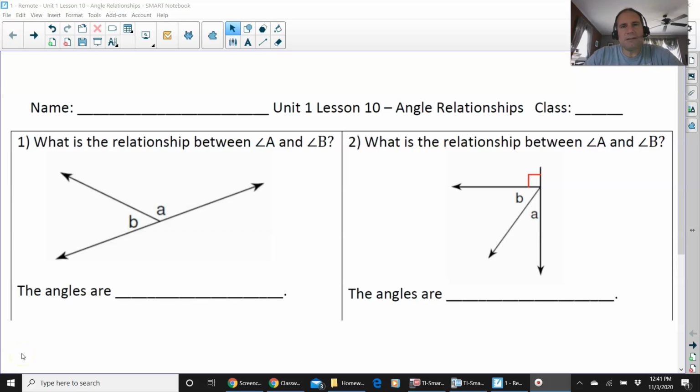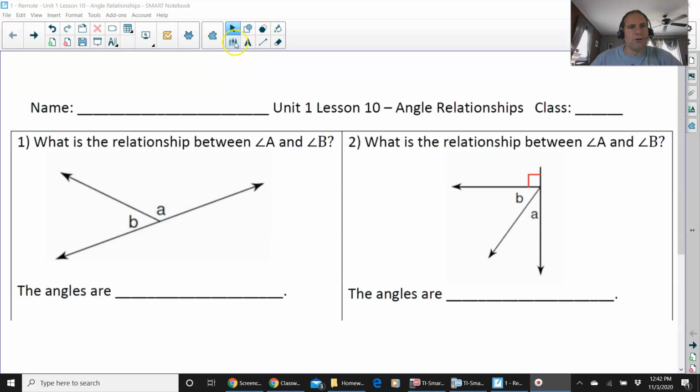Hello everyone, this is Unit 1, Lesson 10, Angular Relationships worksheet that we have assigned for this lesson. You can go ahead and try numbers 1 and 2 right now. You could press pause, try these two problems, and we'll review them when we come back. Press pause now. What is the relationship between angle A and angle B?